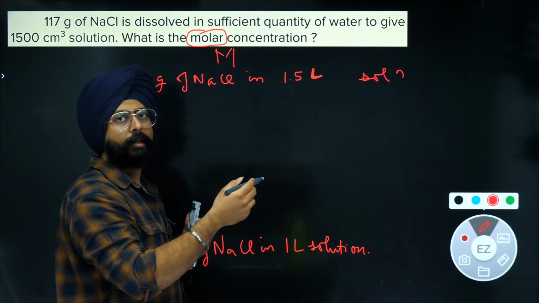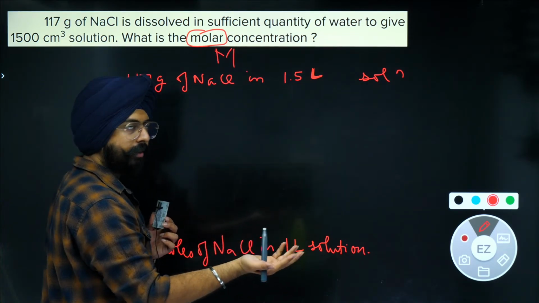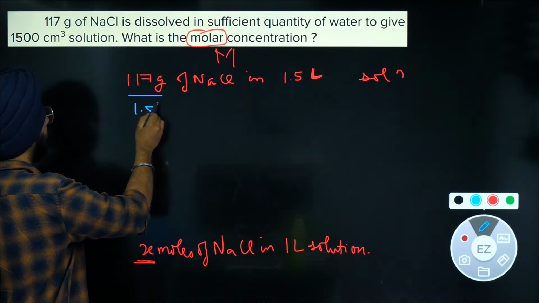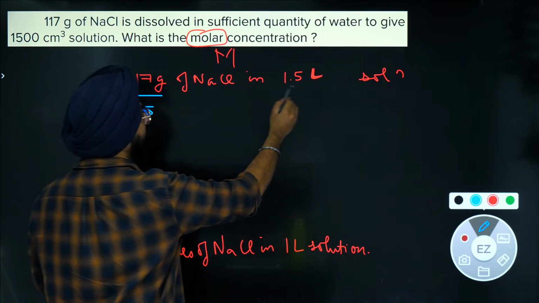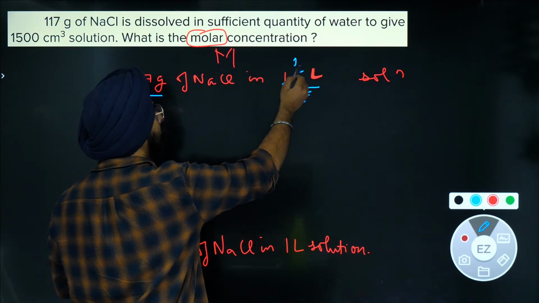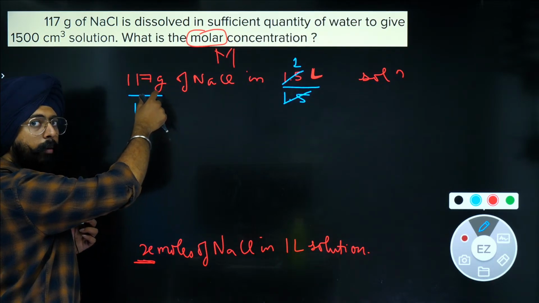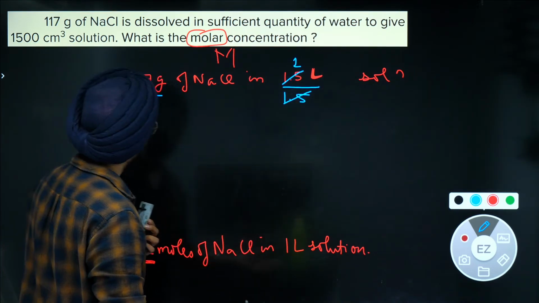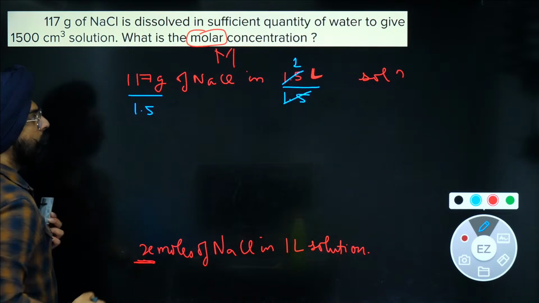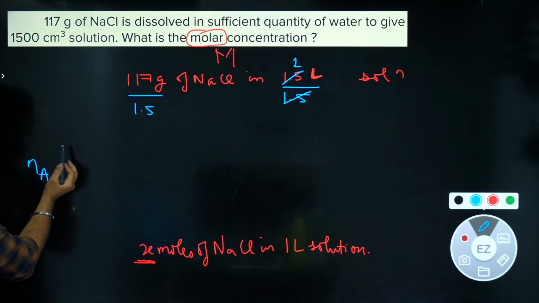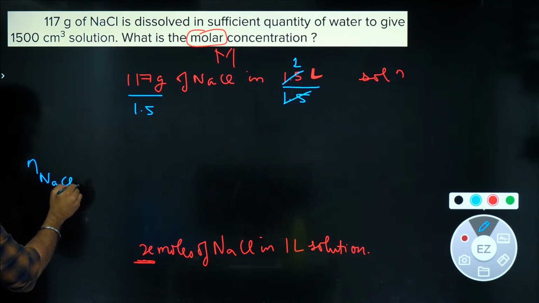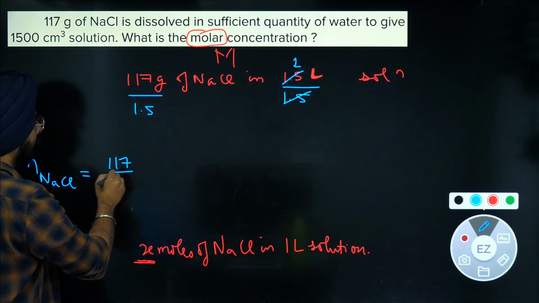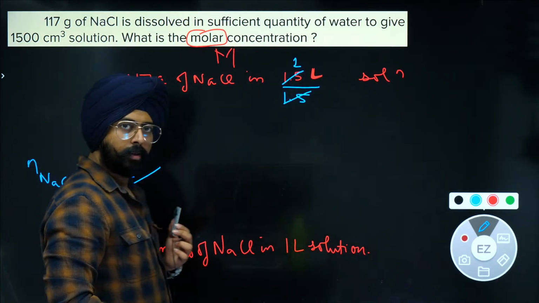If I have to convert it to 1 liter, how do I do it? Divide both sides by 1.5. So I can say divide this by 1.5, divide this by 1.5. This will cancel out and become 1. So I have 117 grams divided by 1.5 grams of NaCl in 1 liter of solution. Fine. Now, my dear friends, I have to convert this into number of moles. Moles of NaCl will be equal to given weight divided by molar weight of NaCl.